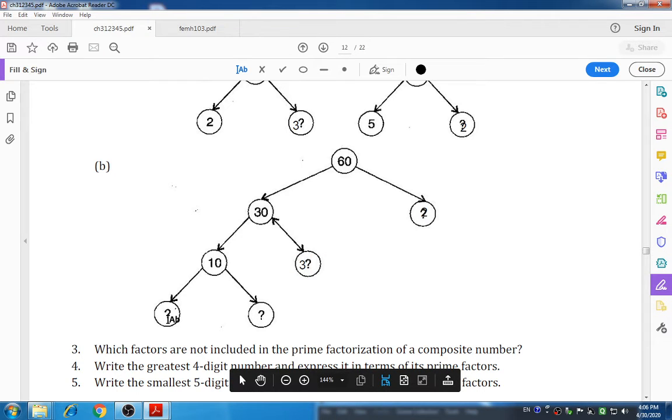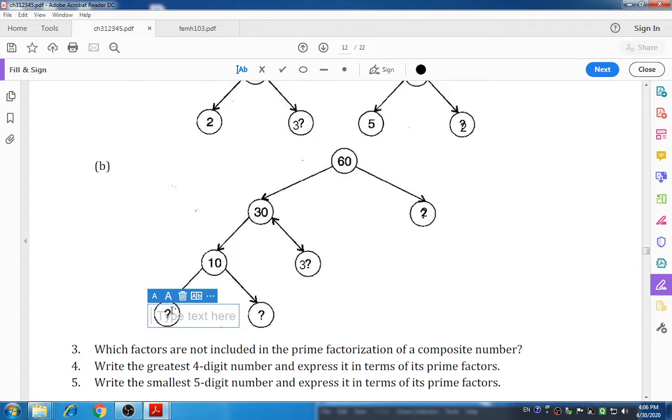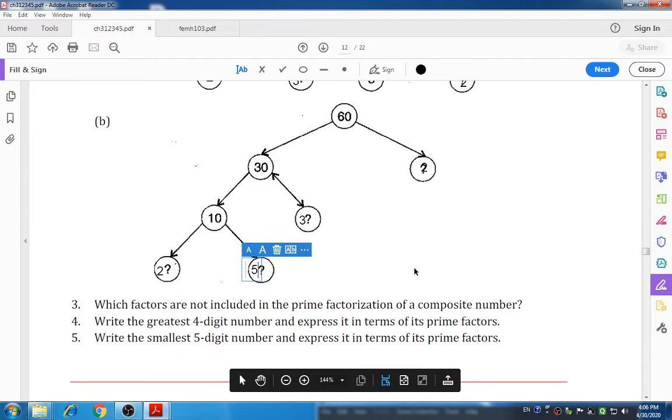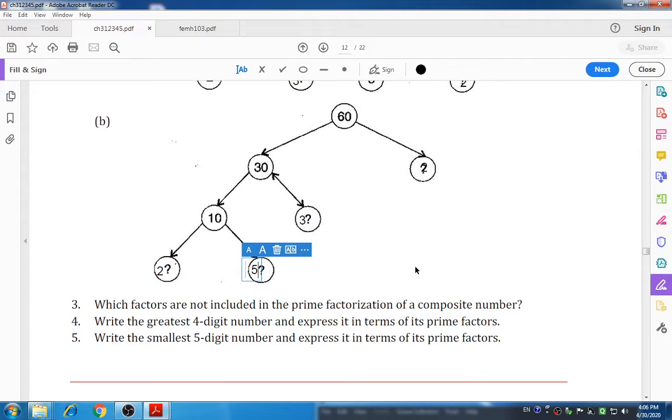It is very important that we find the prime numbers as factors. So we have to write here 2 and here we have to write 5. This way we can solve this second question.